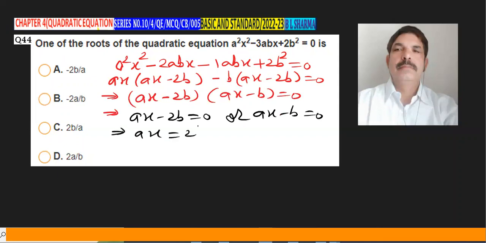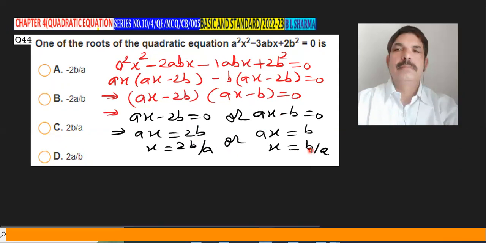So ax can be 2b, x can be 2b upon a, और ax is b, तो x can be b upon a. देखिए ऑप्शन में b अपॉन a नहीं है, लेकिन 2b अपॉन a है, और 2b अपॉन a is c. So c is the answer here.